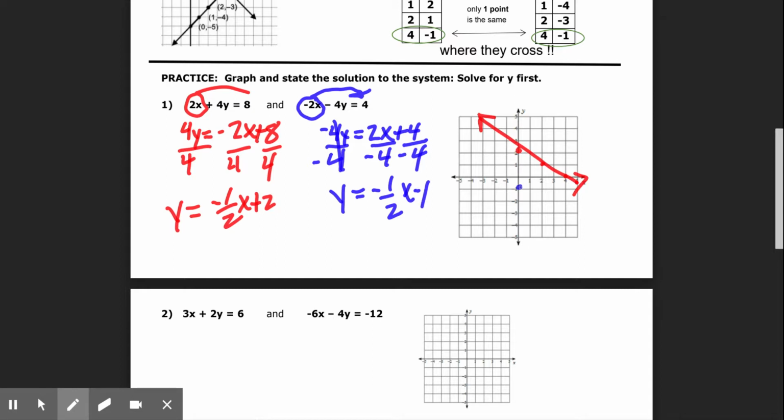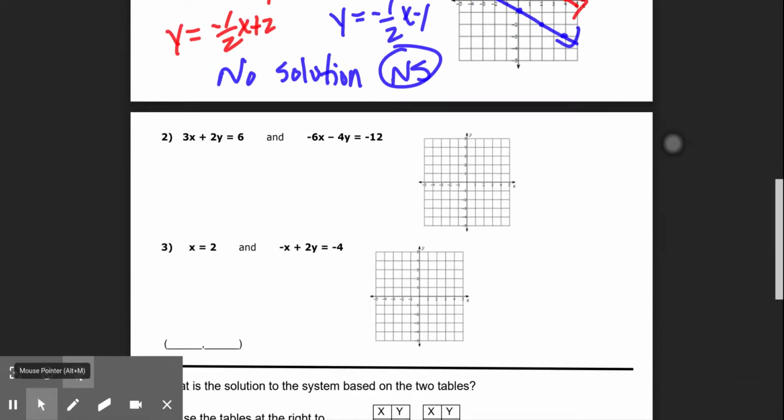So we're going to start at -1, and we're going to go down 1, right 2. Well, that was the same slope from the other equation. So when they have the same slope, the lines are going to be parallel, which means there will be no solution. So there's going to be no solution on this one. And just an abbreviation, you could say it's NS.